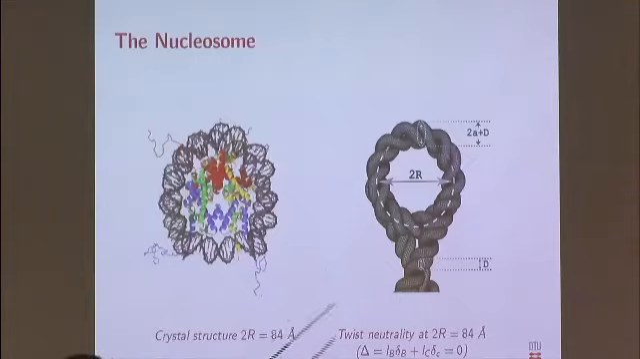Here's the nucleosome. What we get is that if we require this twist neutrality, which corresponds to that when we pull on it, there's no rotation, neither right nor left, then we get to a criterion of 82 angstrom, and the crystal structure is 84 angstrom. So that's pretty close, and that's closer than the accuracy of the method.